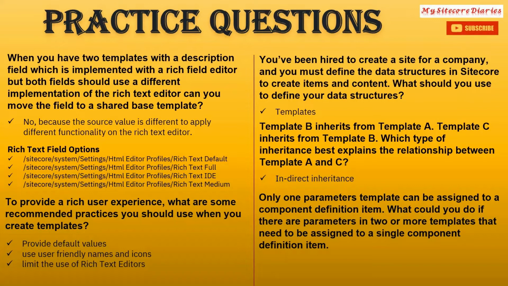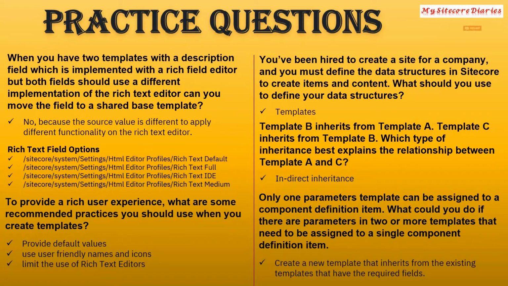Only one parameter template can be assigned to a component definition item. So in the component definition you have only one template. What could you do if there are parameters in two or more templates that need to be assigned to a single component definition item? So you want to add more parameters. In that case, you have to create a new template that inherits from the existing templates and has the required fields.